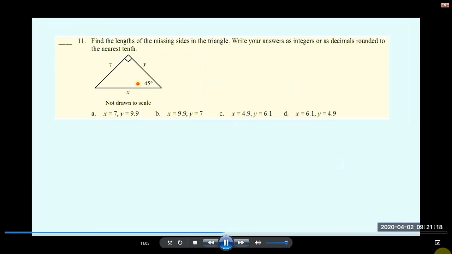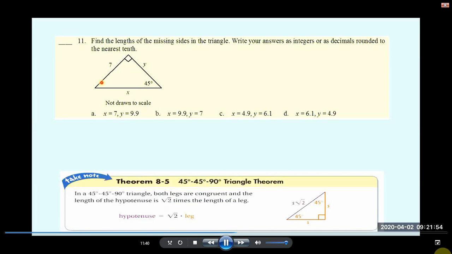Which one of these, x or y, equals 7? 45 and a right angle triangle. Which one is 7, side y or x? Y. Excellent. Y equals 7, and x equals 7 root 2.